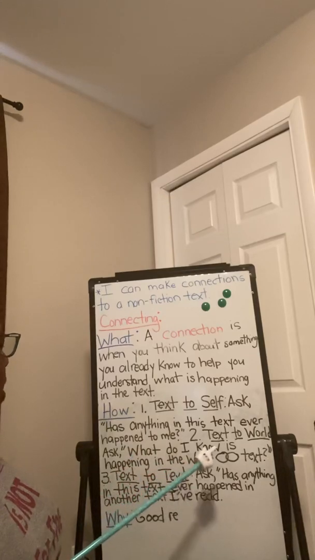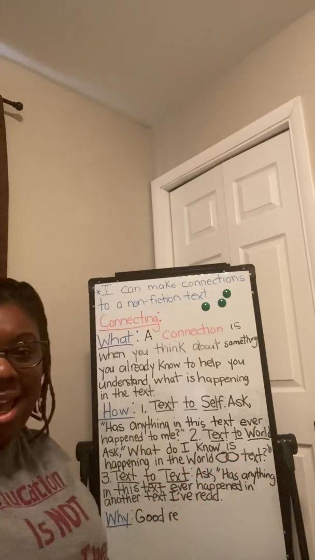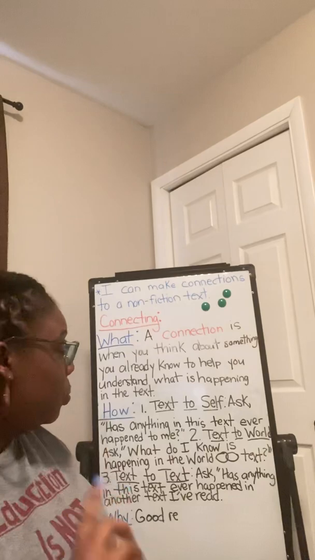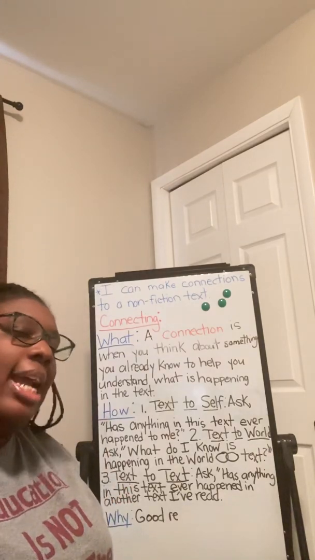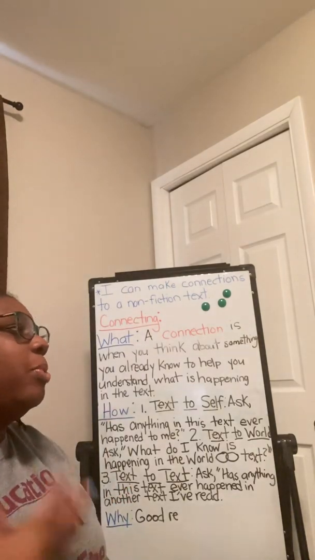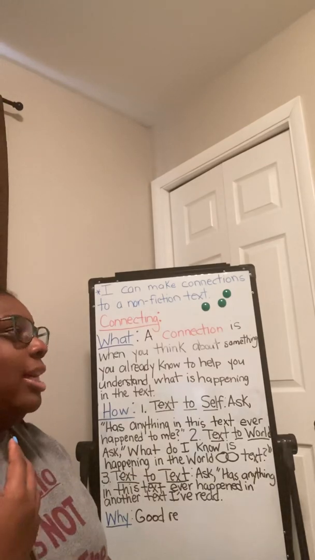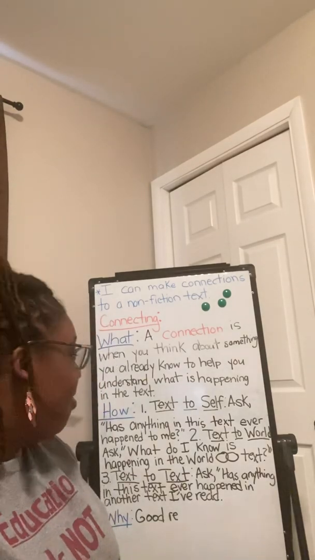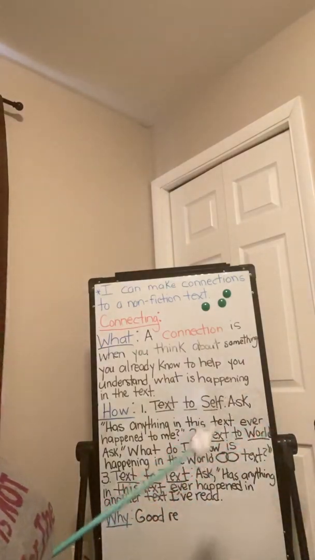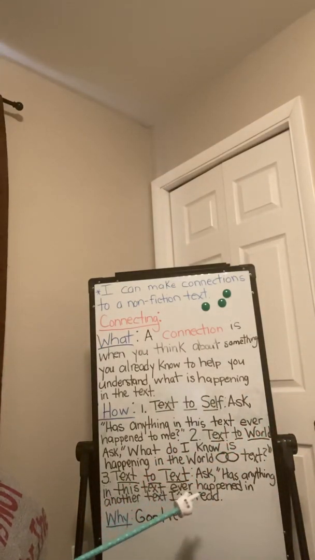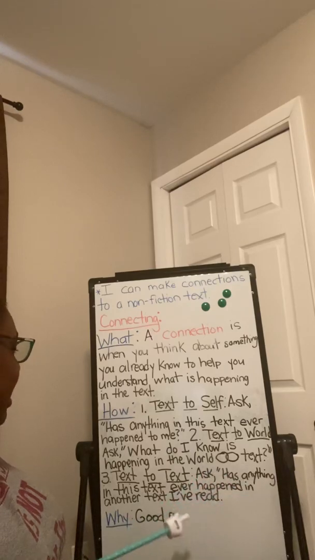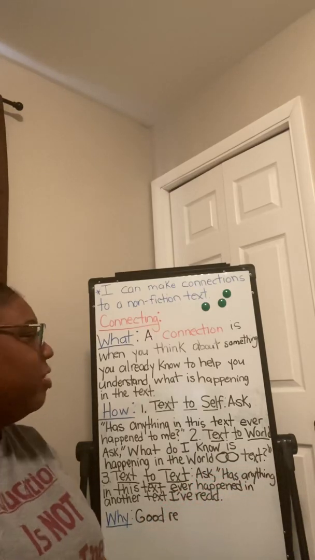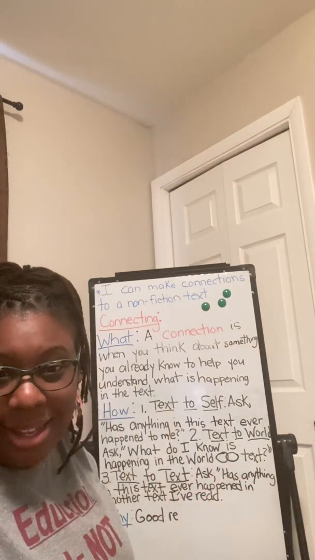Ask, what do I know is happening in the world that is connected to the text? Okay, so right now you can be reading a book and then it might say, that's the same thing that's going on right now in our world. That is text to world. The third thing is text to text. Ask, has anything in this text ever happened in another text I've read?